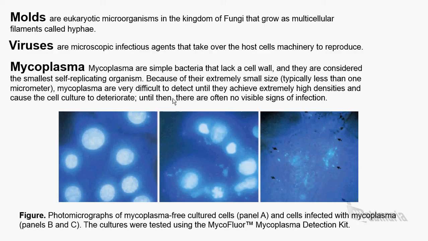Molds, they are eukaryotic microorganisms too, also in the kingdom of fungi, that grow as multicellular filaments called hyphae. They generally grow in a connected network, and they produce filaments. Similar to yeast contamination, the pH of the culture remains stable in the initial stage of contamination, and then rapidly increases as the culture becomes more heavily infected and turbid.